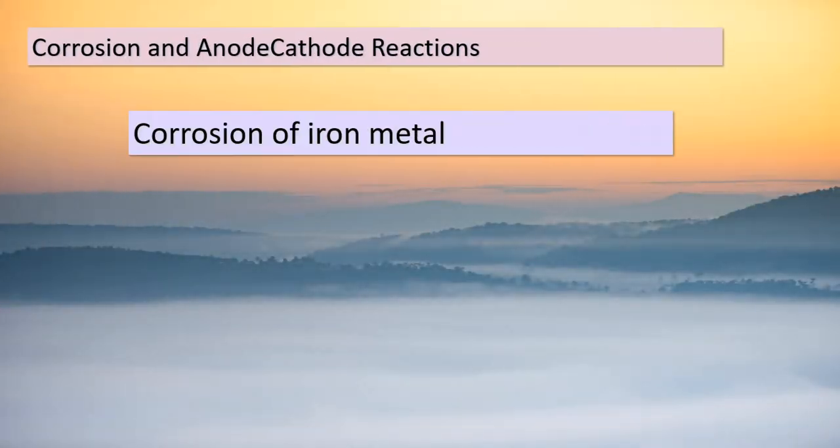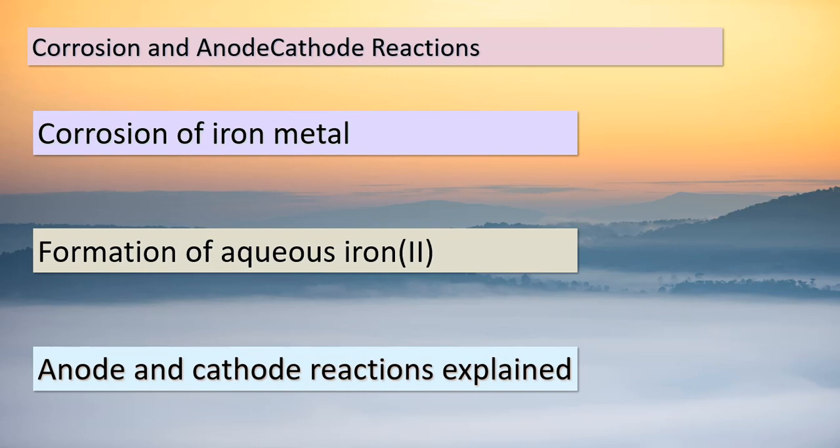Welcome back, dear students. Today, we're delving into an essential topic: corrosion and the intriguing anode-cathode reactions that accompany it. Let's start with the corrosion of iron metal. When iron is exposed to the environment, it can undergo a chemical reaction with substances like water and oxygen. This reaction leads to the formation of aqueous iron ions.